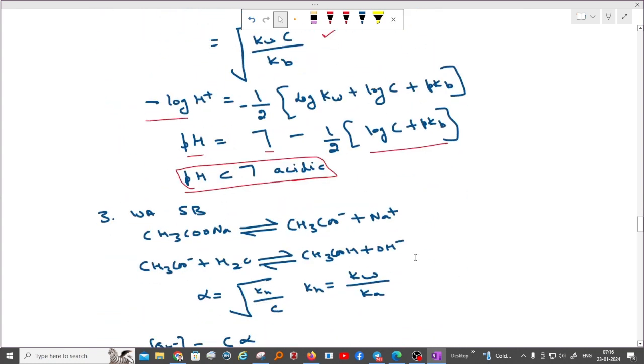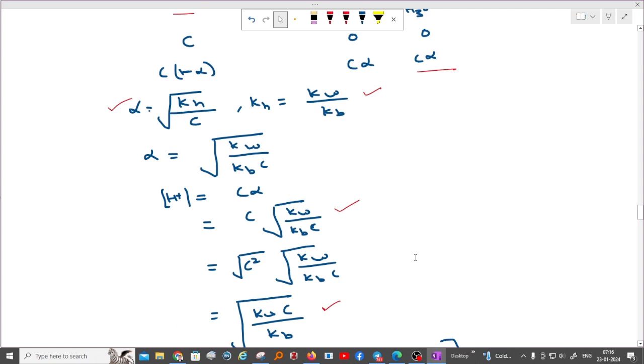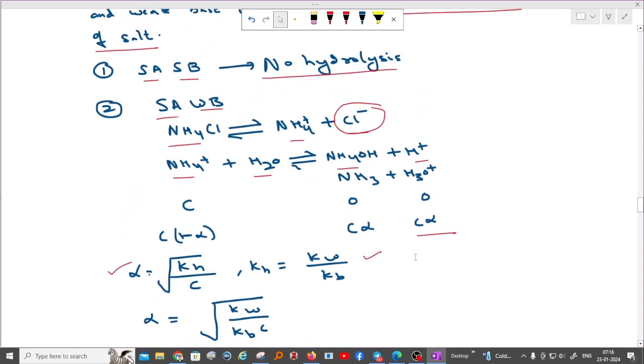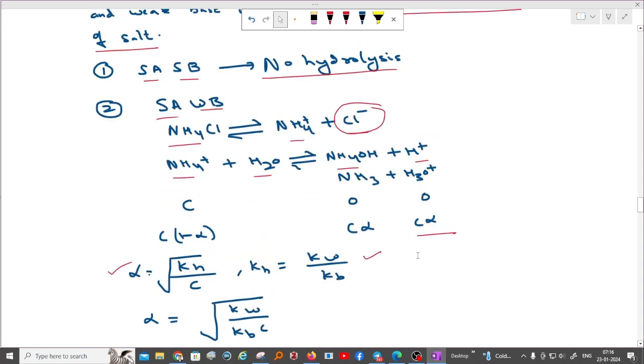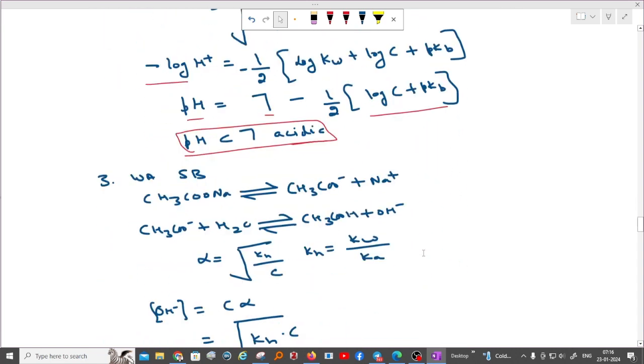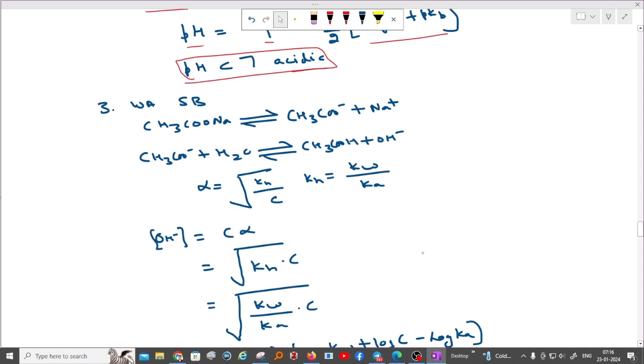This you have to put, this we have proved: the pH of the salt when dissolved in water will be less than 7 for a salt made up from a strong acid and weak base. Okay, now see the second case, which is weak acid and strong base. So obviously it will be basic.